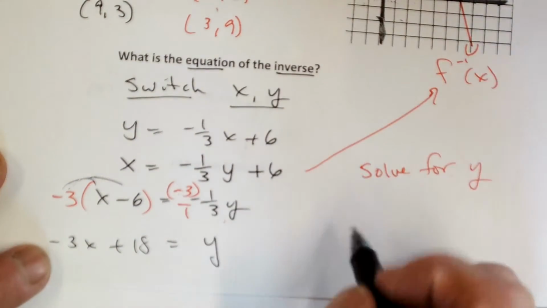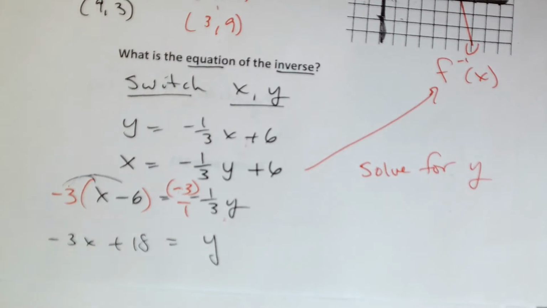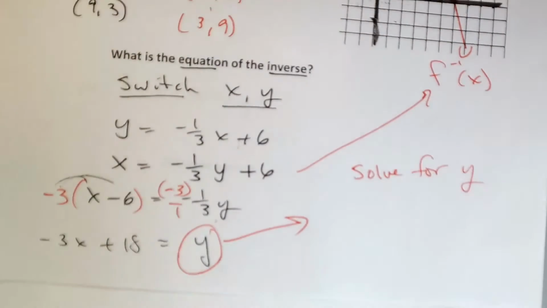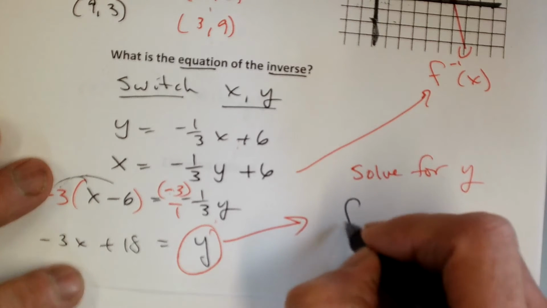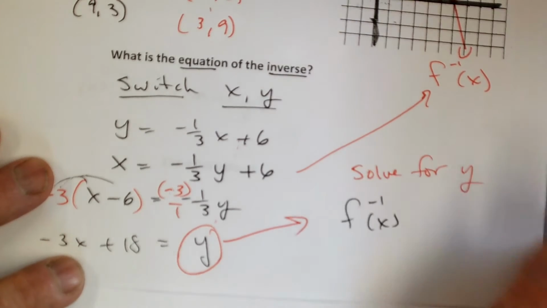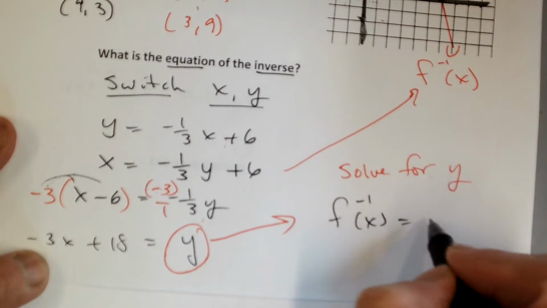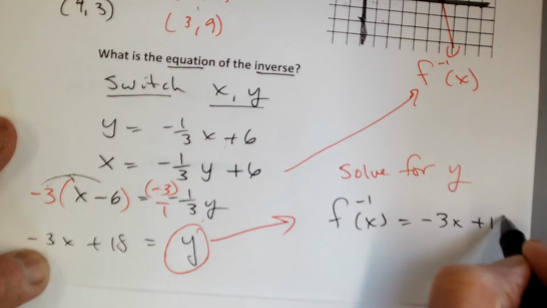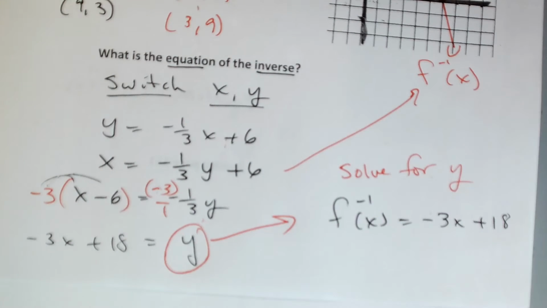So what we're going to say is this. I'm going to rewrite it. Instead of writing y, I'm going to write f inverse, because that's what it is. f inverse of x, that's the inverse symbol, is equal to negative 3x plus 18. Okay, that is my inverse equation.